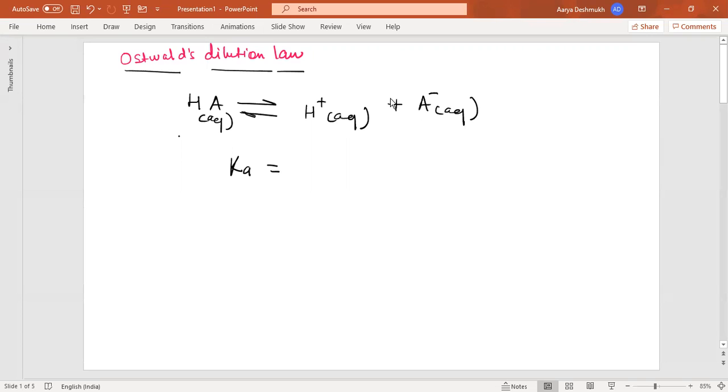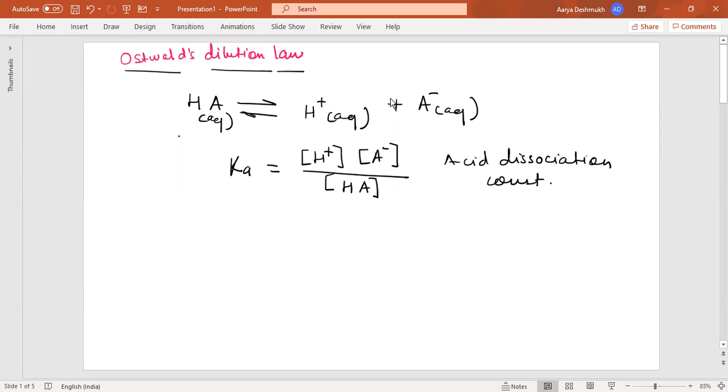Now the solution of a weak acid or weak base contains undissociated molecules along with a small number of ions at equilibrium, isn't it? So for this you can write Ka as the concentration of H plus and A minus ions divided by the concentration of the acid. So this is your Ka. Ka means acid dissociation constant. Okay.